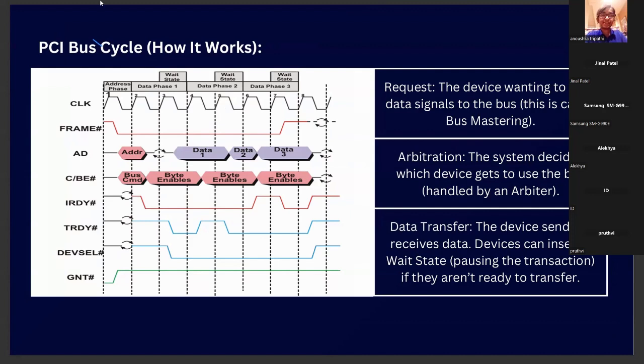So here, let's see the working of the PCI bus with the help of a timing diagram. Here is the address. We are sending address and data on the same bus. And first, bus CMD stands for the control commands.